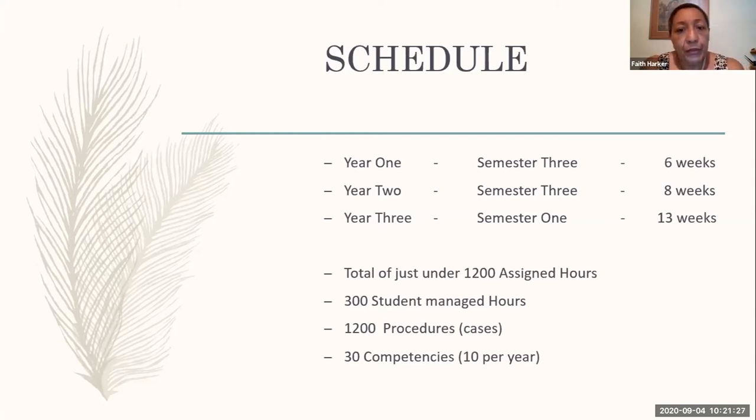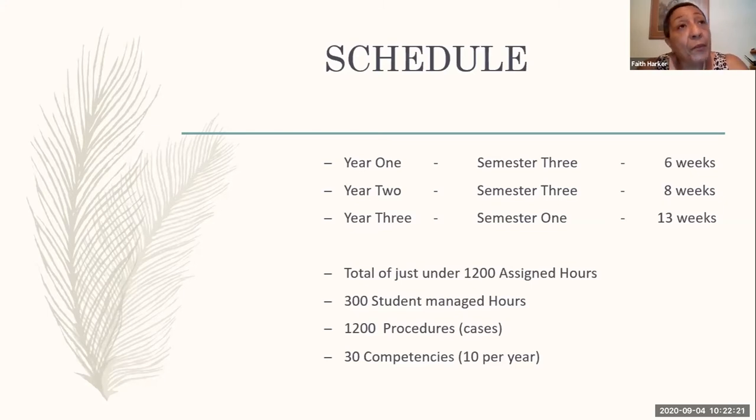During your entire clinic period, you are asked to do a total of just under 1,200 assigned hours. This sounds a lot, but it is not really a lot because it is broken up into increments. And it is left to you to manage, go to clinic regularly and manage your hours. At present, we are asking students to do 300 student managed hours. And these are hours that you manage yourself. They're not assigned to you by your clinical department, but they are assigned to you to be completed. You are the one who decides when you do those hours, how you do those hours, and all of that is done in conjunction with the clinical department and the clinical radiographers in the clinics.